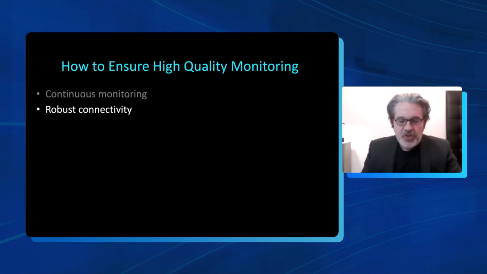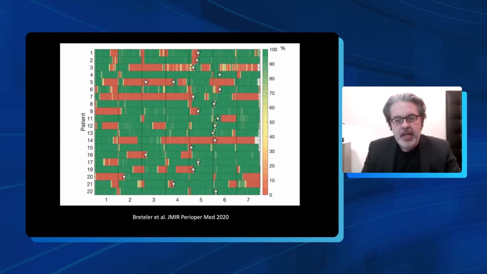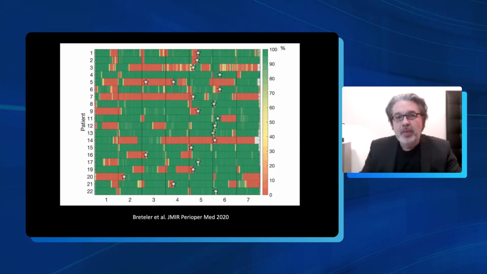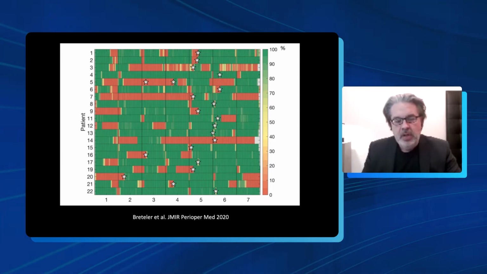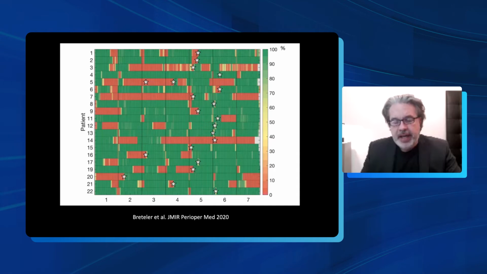We also need robust connectivity. It was, I think, nicely illustrated by this study, where clinicians used wireless sensors with Bluetooth connectivity to monitor patients from day 1 to day 7. In green, it's when they were able to get continuous information. In red, it's when they had problems with connectivity.